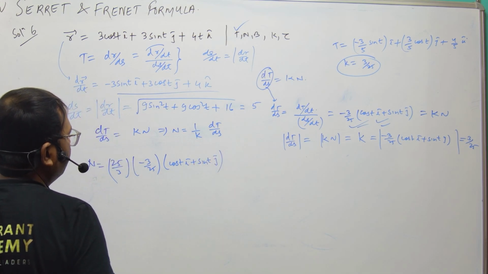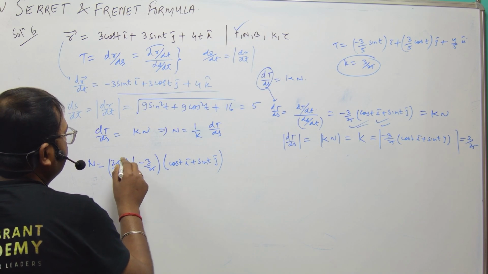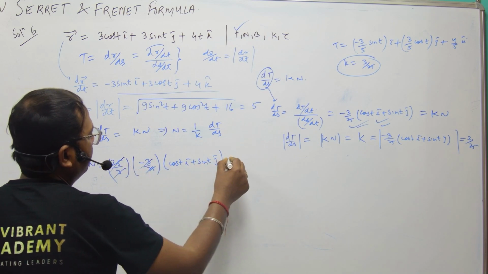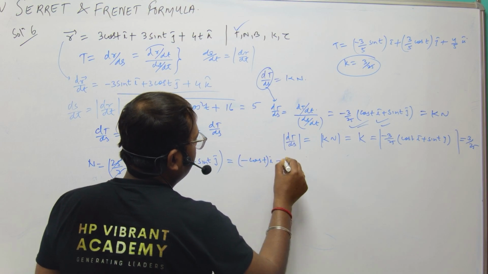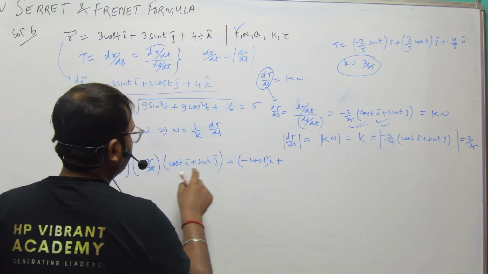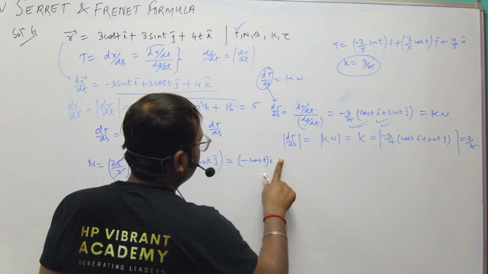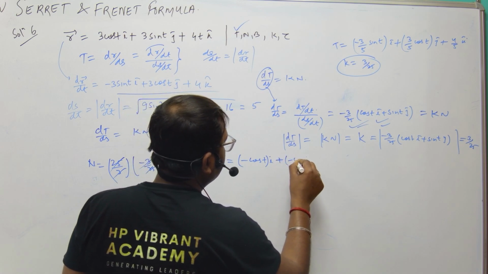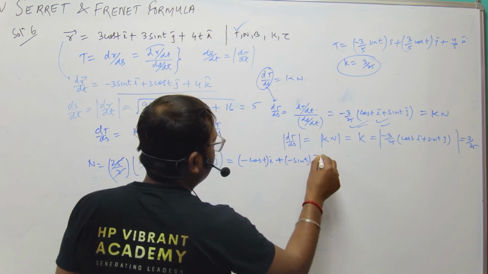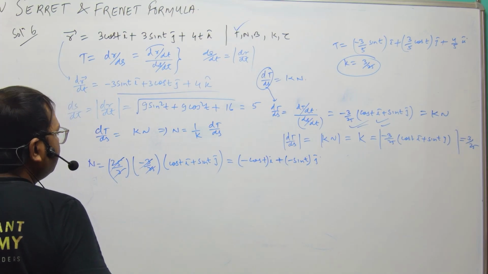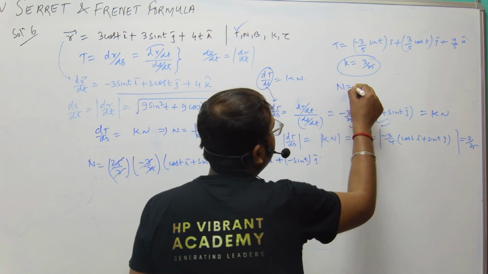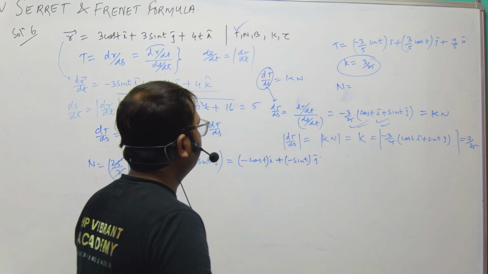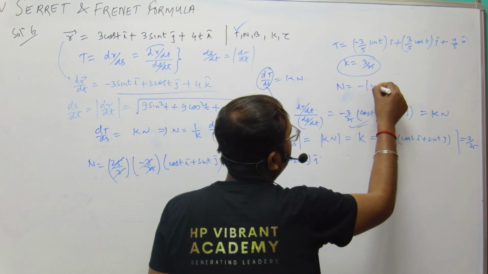This gets cancelled, equal to minus cos t i cap minus sin t j cap. This is the value of n. So the value of n is minus cos t i cap minus sin t j cap.